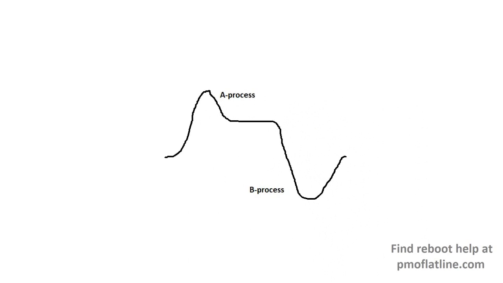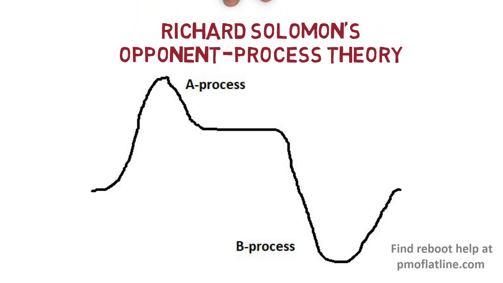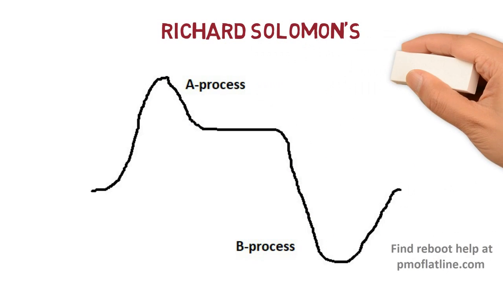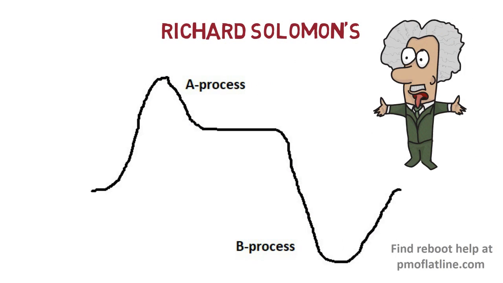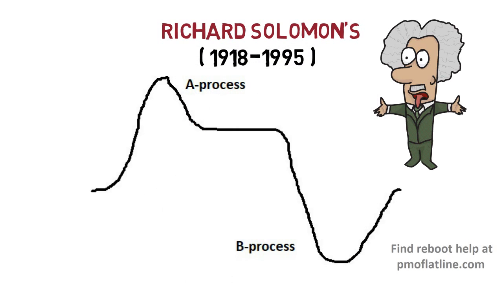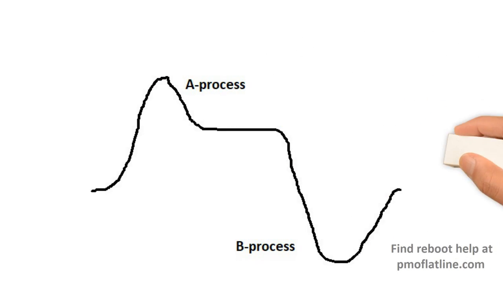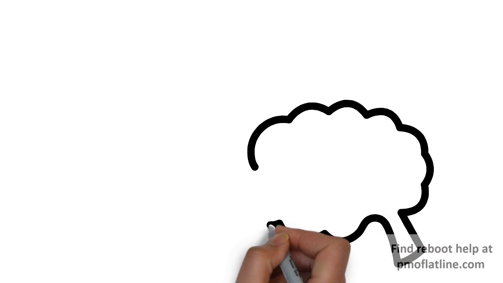Okay, so this graph here shows something called Richard Solomon's opponent process theory of emotions. And stay with me here because I promise you it's going to keep getting more and more interesting as we go along. Richard Solomon was a famous psychologist born in 1918 and he was about as smart as they come, let me tell you.